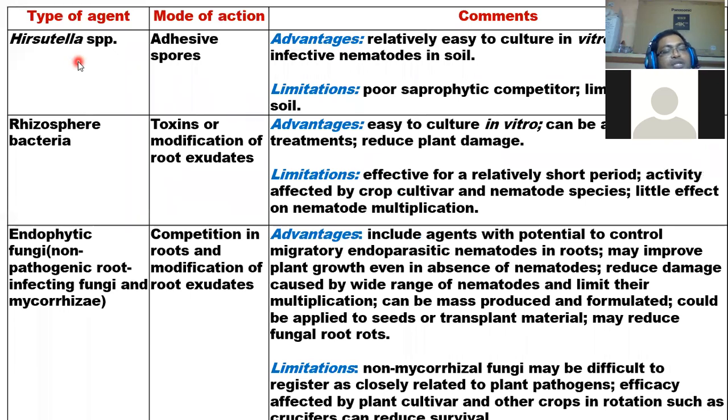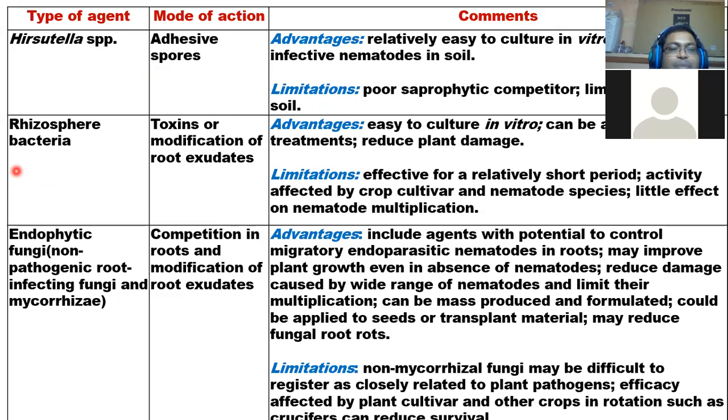Hirsutella thomsonii, so sometimes we call it Hirsutella thomsonii. It can attack nematodes too. Hirsutella has adhesive spores. The advantage is that it is relatively easy to culture in vitro, but it is a poor saprophytic competitor, with limited spread in soil. Saprophytic competitor means that other beneficial organisms will be there, so this microorganism's effect will be less.